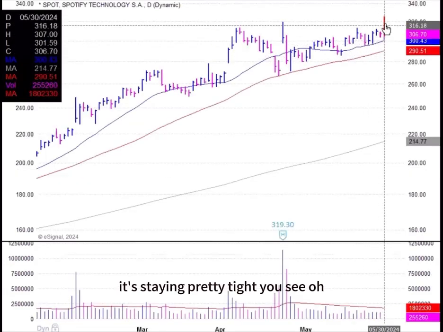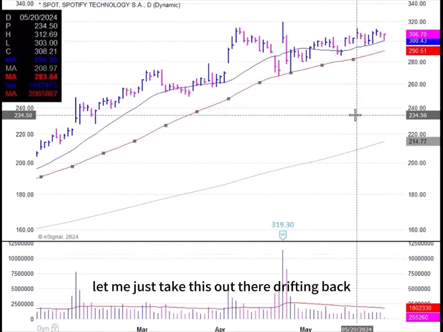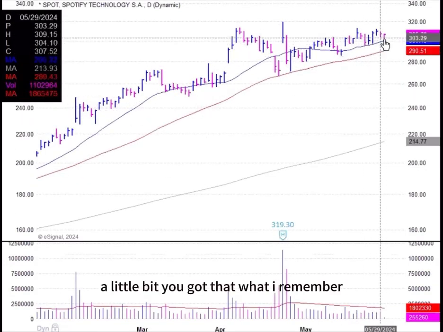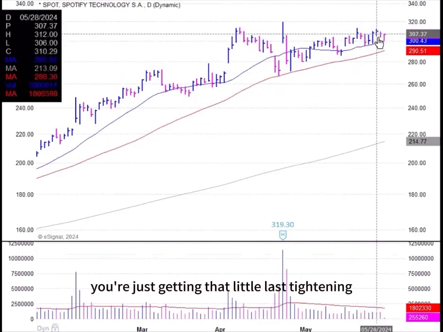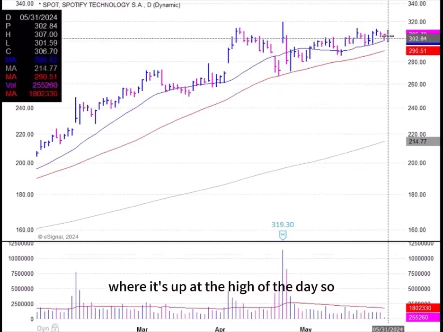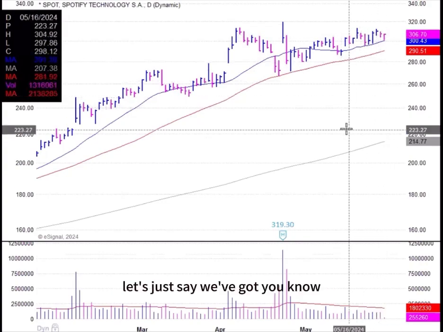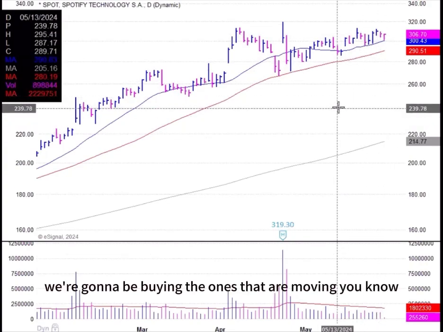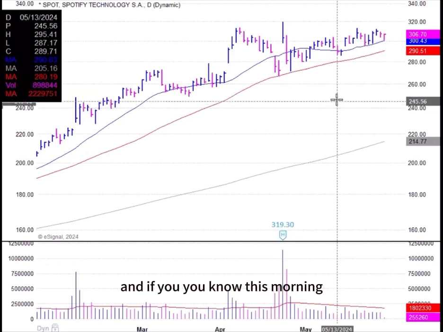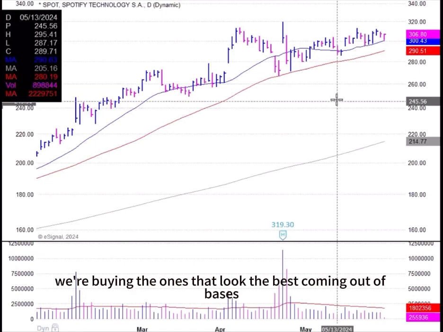It's staying pretty tight. You see, hold on, let me just take this out there. Drifting back a little bit. What I call putting in a little hook there. You're just getting that little last tightening. I love this action where it's up at the high of the day. So let's just say we've got a handful of names. We're going to be buying the ones that are moving. If this morning Coin was moving and then IBIT started moving, we're buying the ones that look the best coming out of bases.